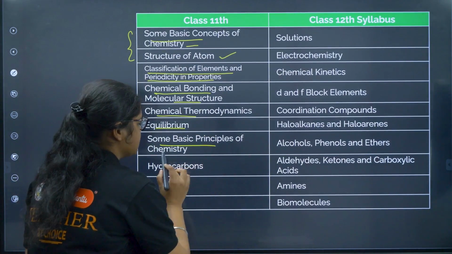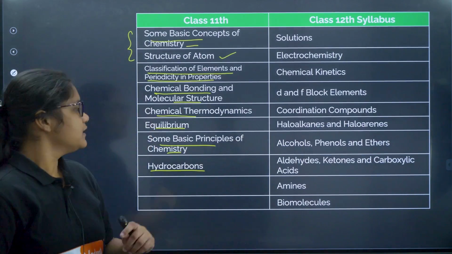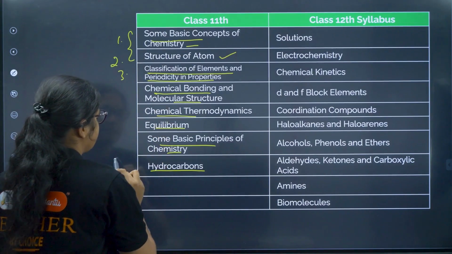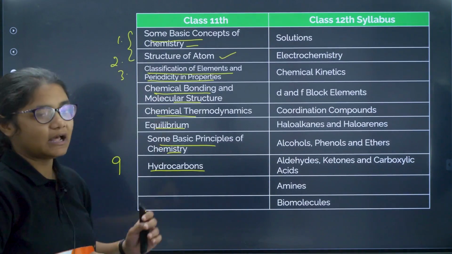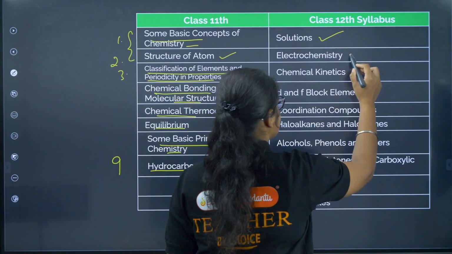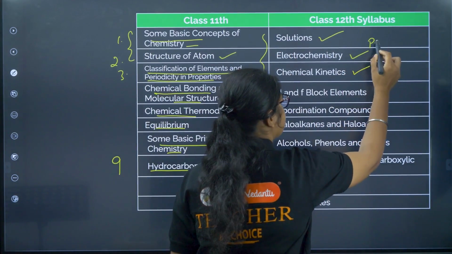Then we have some basic principles of organic chemistry, and then we have hydrocarbons. So we have here 1, 2, 3, 4, 5, 6, 7, 8, 9 chapters from your class 11 portion. Now coming to the class 12 syllabus, we have first solutions, electrochemistry, chemical kinetics. So these 3 are from your physical chemistry.